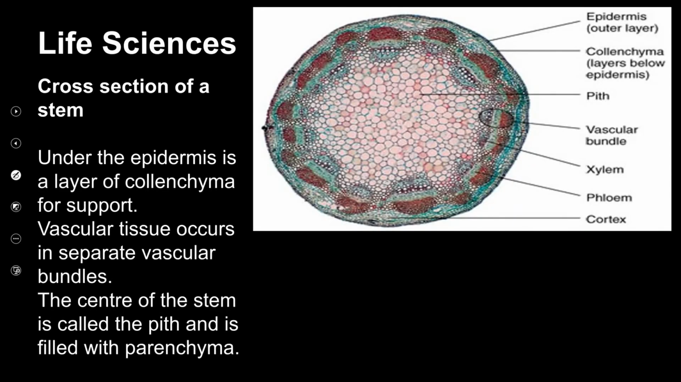So let's look at the next picture, and that puts in words the fact that there's collenchyma under the epidermis, there's vascular tissue, they're called vascular bundles, and those are the little patches of xylem and phloem, and then the center of the stem with the big parenchyma cells, that is called the pith.